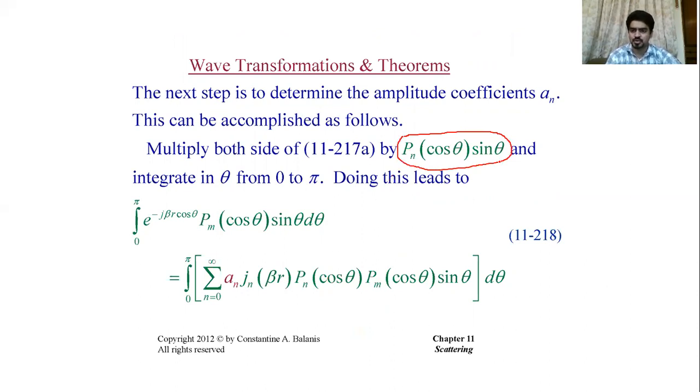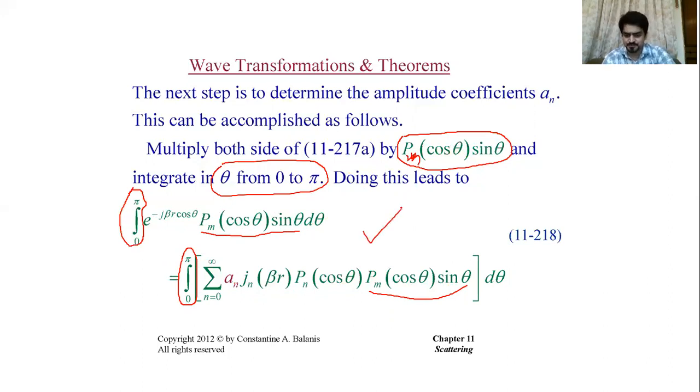Now we are multiplying both sides by this polynomial P_n of cosine theta times sine theta, and then integrating theta from 0 to pi. Here also we are integrating. When we do that, actually this should be P_m, not P_n. So when we do that, this is your equation.